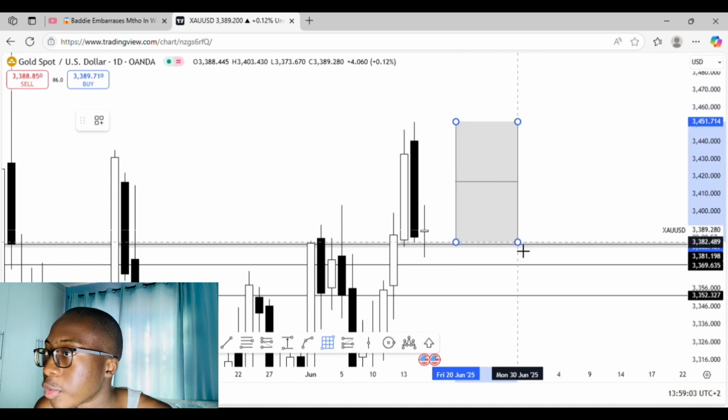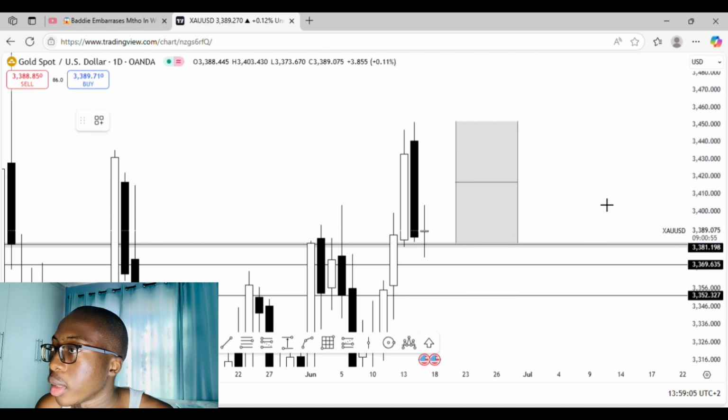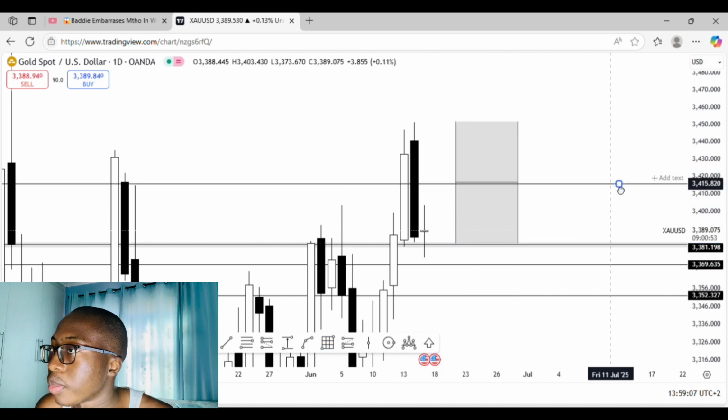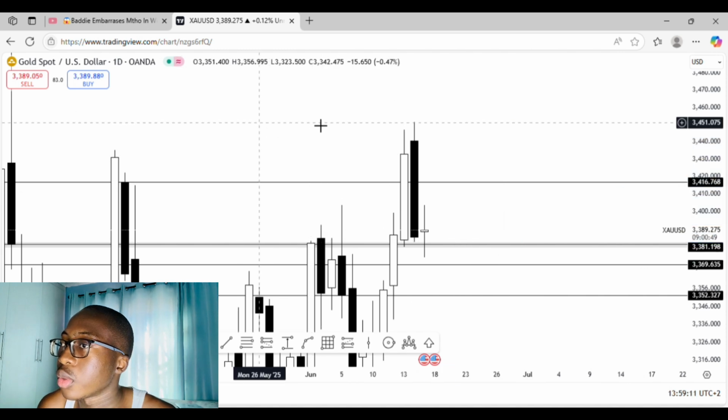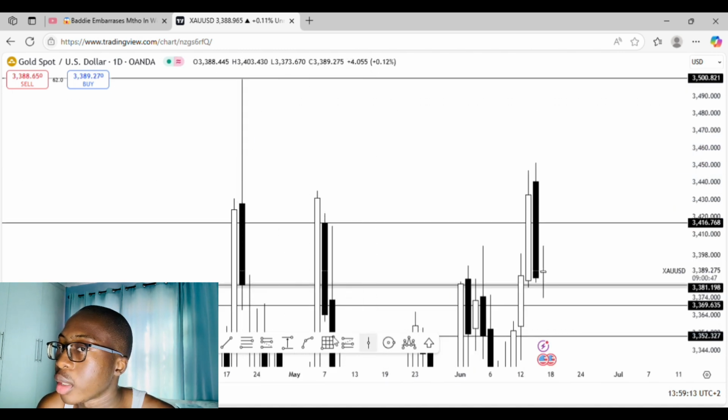Then we have this previous candle there, you understand? I have to know the 50% of that candle there. And then also let's take this black one.